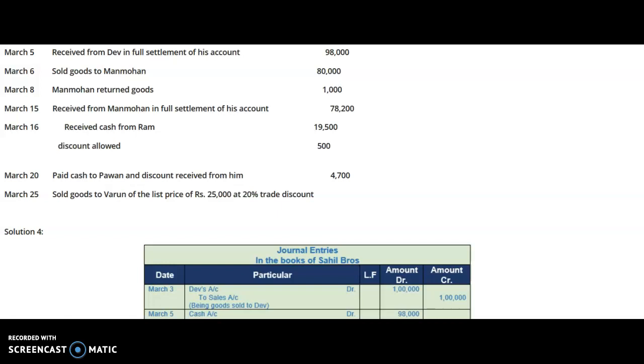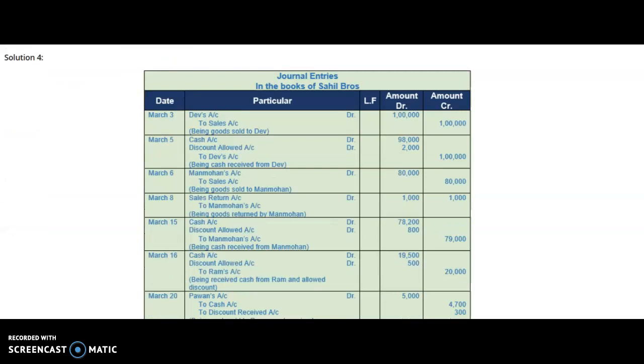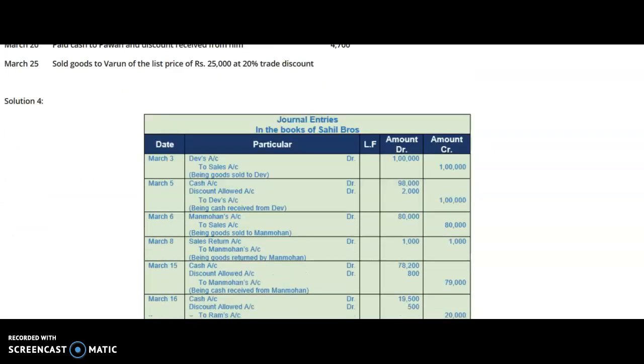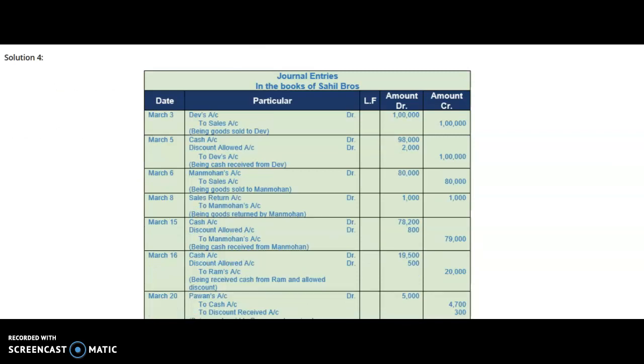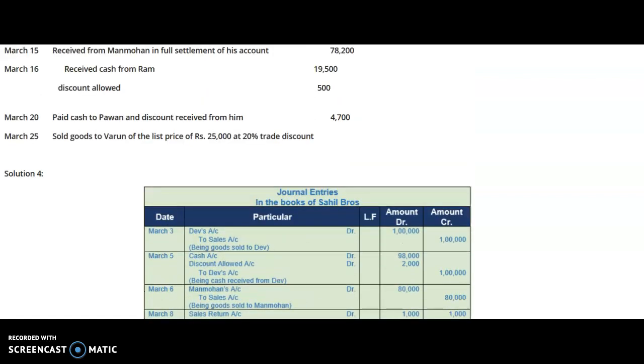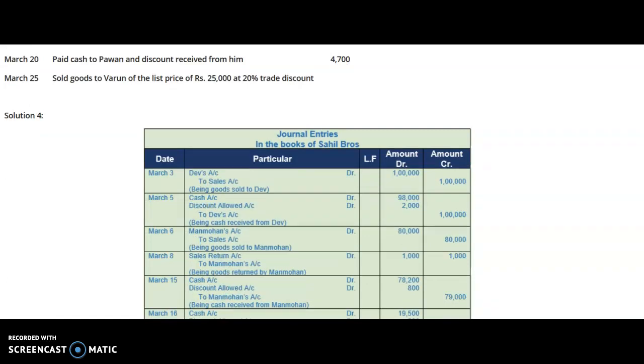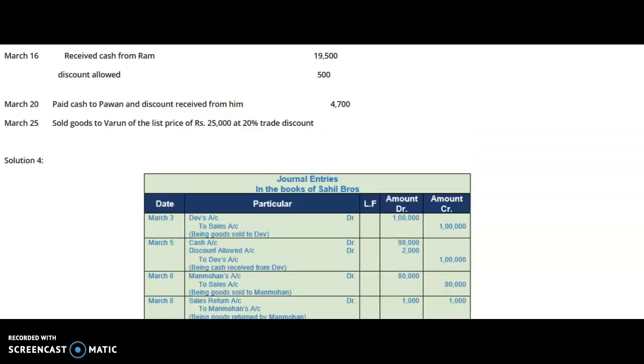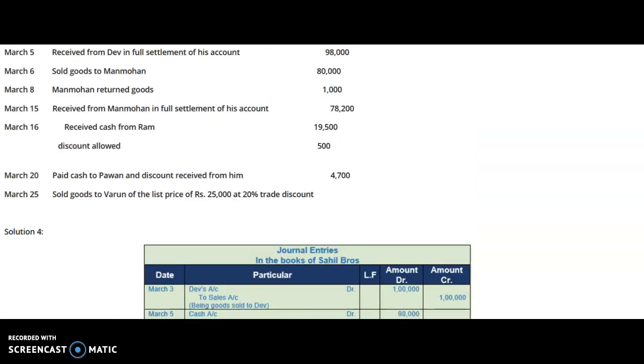So again, in the same way, for received from Manmohan we record the entry: cash account debit with 78,200, the actual amount received by the business. The total amount to be received from Manmohan was 79,000. The difference of 800 is the discount allowed, a loss of the business, to be debited as a nominal account. So the journal entry will be: cash account debit, discount allowed account debit, to Manmohan account with rupees 79,000. This way we will record those transactions where more than two accounts are involved. I will continue with the remaining transactions of this example in my next video.